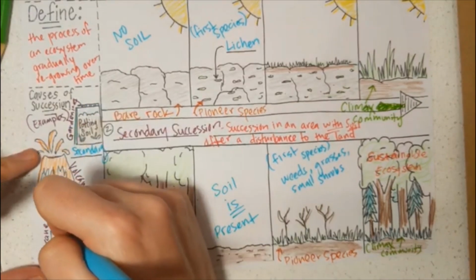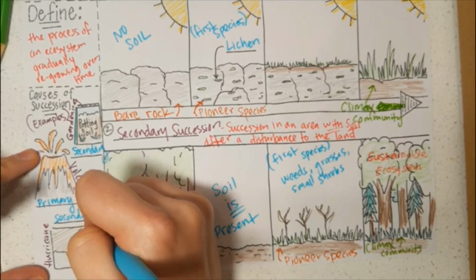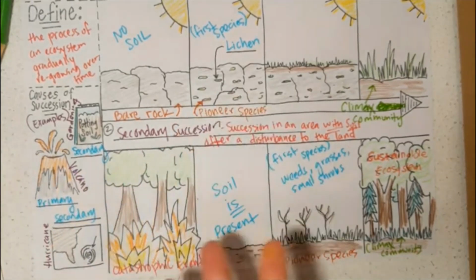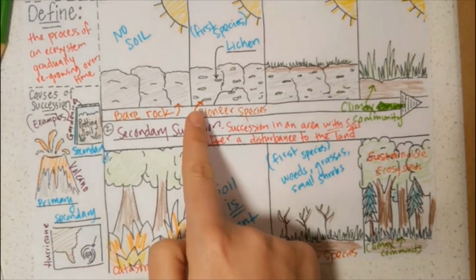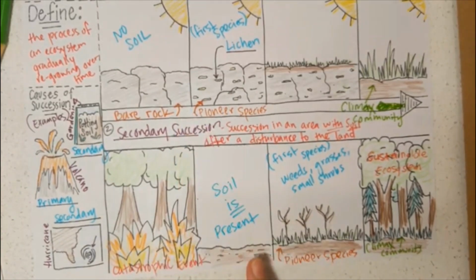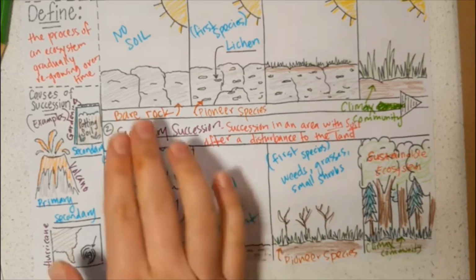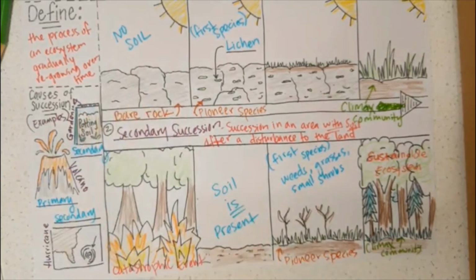The answer is secondary. The hurricane might move around some soil, but it's not going to remove all the soil and bring it down to bare rock. It's going to leave some soil there, and it might be moved around, but it's not stripping it all the way down to bare rock, so it will be secondary.